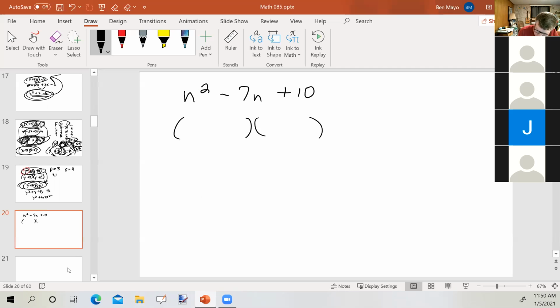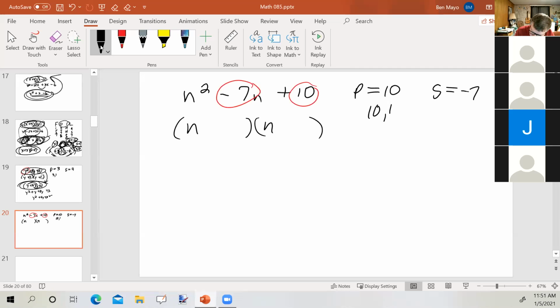First, that is. So now I've got an n and an n. My product of the two numbers left is going to be a positive 10, but my sum of those two numbers has to be a negative 7. So here's the product and here's the sum. Now, what pair of numbers give me a product of 10? Well, 10 and 1, 5 and 2.